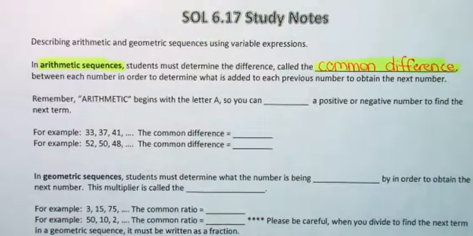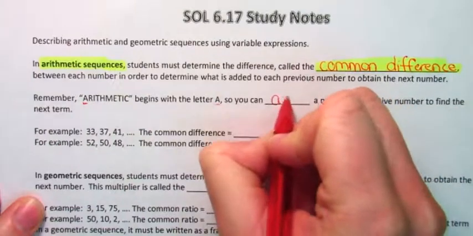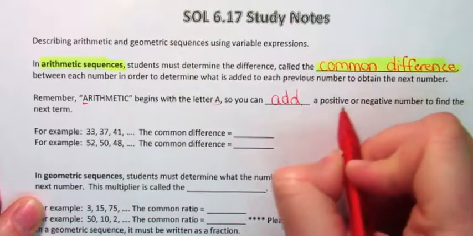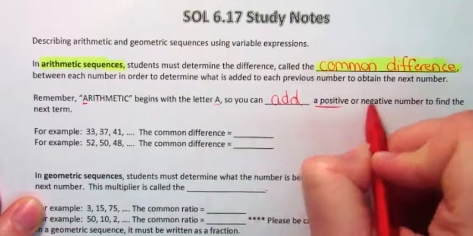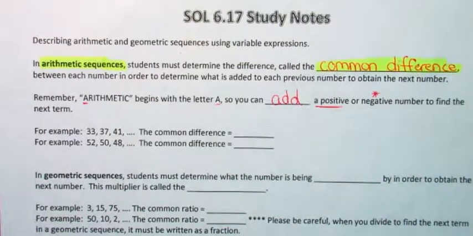A way to help us remember that arithmetic, common difference, and adding all go together is that arithmetic begins with the letter A, so you can add a positive or a negative. The positive part is going to be the 6th grade part. If you want to put a star, the negative part will just be the 7th grade part. It doesn't hurt us to know it, but we only need to be able to do the adding part.